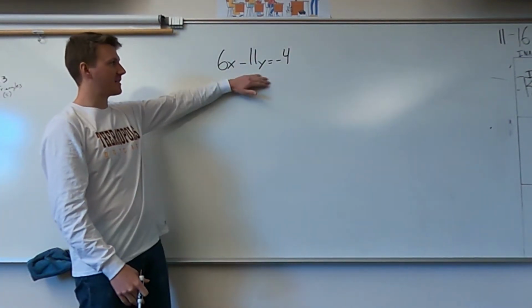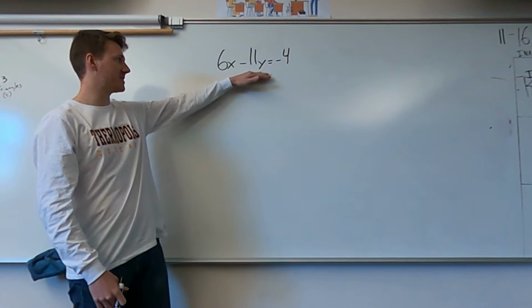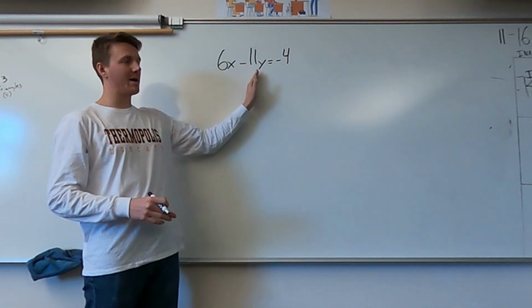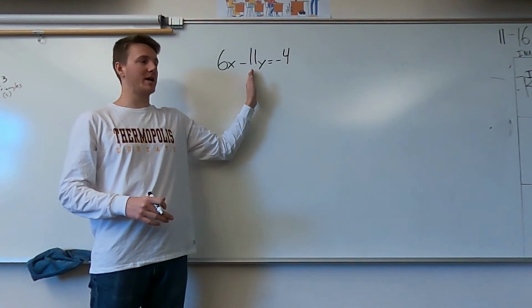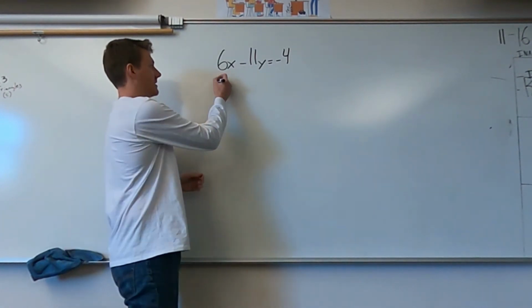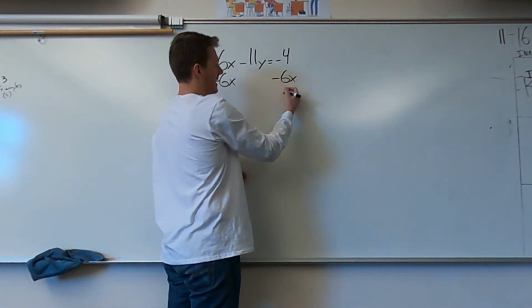All right, so we want to write this equation in slope-intercept form. So we're rearranging from standard form into slope-intercept form, so that we know that we want to get y by itself on the left side of the equation, and x is going to have to end up on the right side. So the first thing that we can do is get rid of this 6x by subtracting it from both sides.